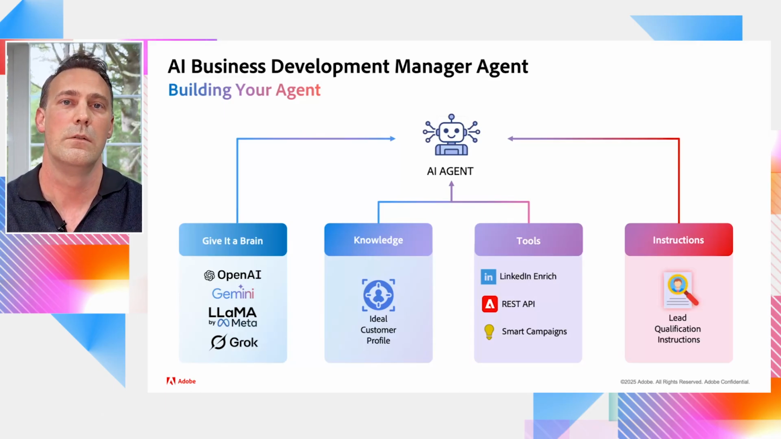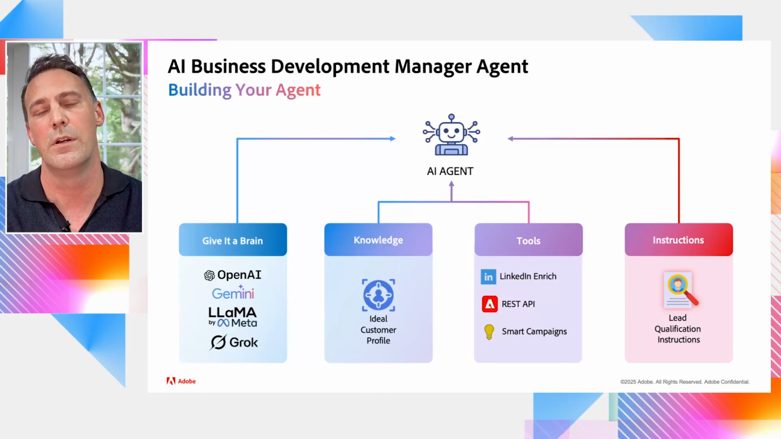And finally, we define instructions. This is the logic and reasoning process, step-by-step guidance for how to analyze a lead. So just like a human intern, our AI agent has a brain, is trained with business knowledge, is equipped with tools, and is given clear instructions on how to do their job.